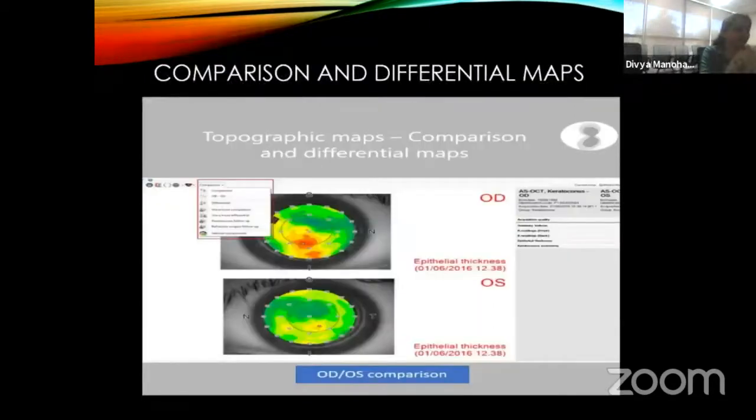You can also compare the differential maps of the right and the left eye, and of the same eye in sequential order. So when you have a patient of keratoconus who is following up over a period of time, if you want to know whether the patient is progressing, then these maps really help us, and you can always differentiate the epithelium and the stroma. So it gives us a clue.